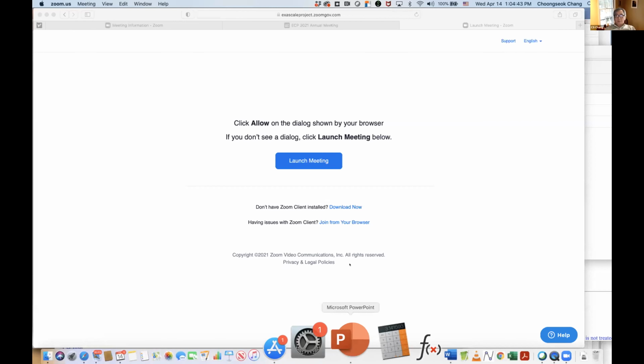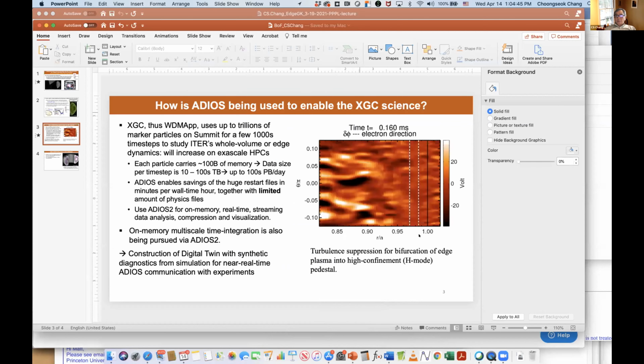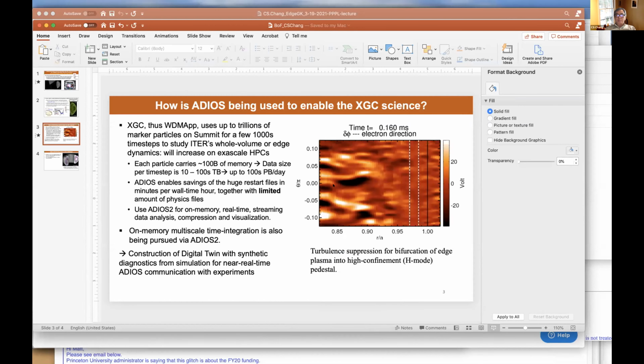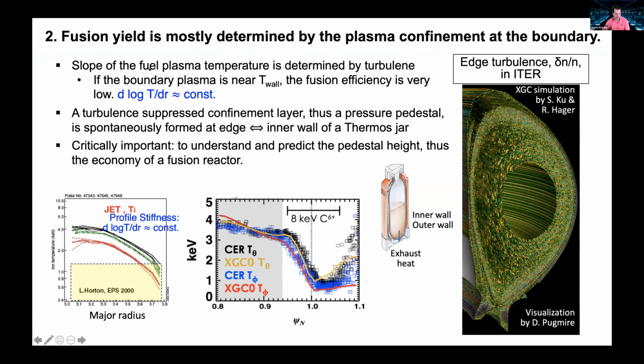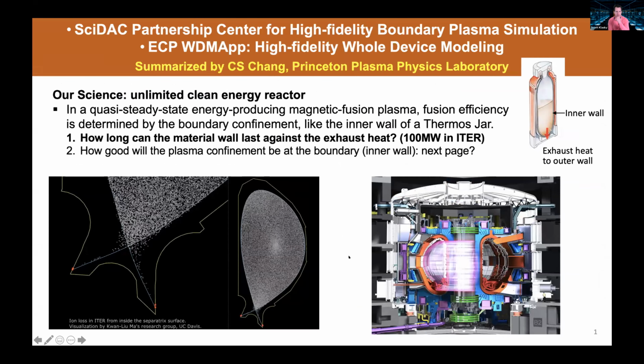Hello. Okay, so I'll just use this. Can you see my screen? Yes. Got it. Okay. Well, I'll just use this cursor there.